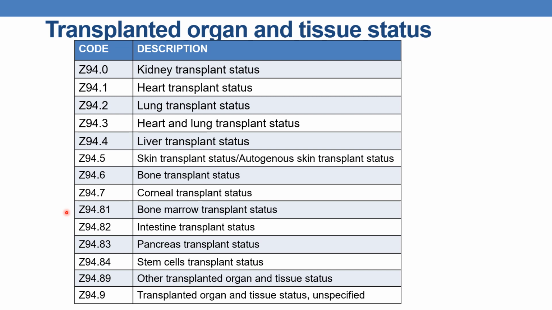Z94.81 is for bone marrow transplant status. Z94.82 is for intestine transplant status. Z94.83 is for pancreas transplant status. And Z94.84 is for stem cell transplant status. Z94.89 is for other transplanted organ and tissue status. Finally, Z94.9 is indicated for transplanted organ and tissue status unspecified.